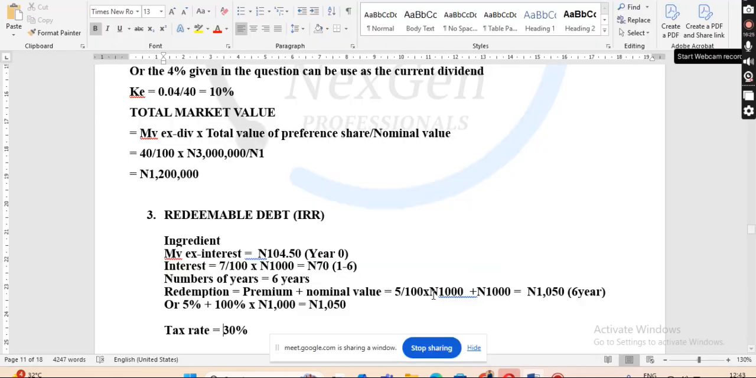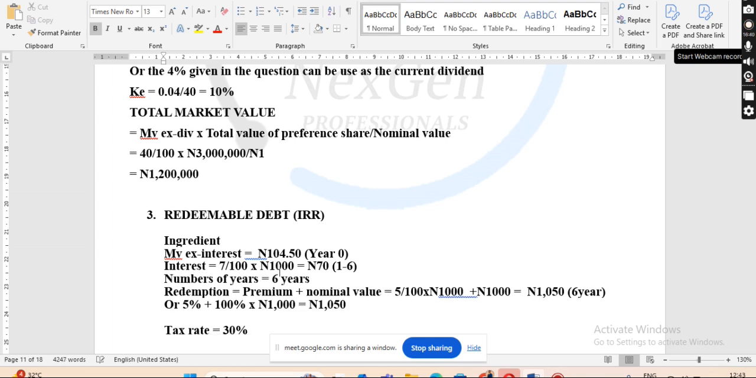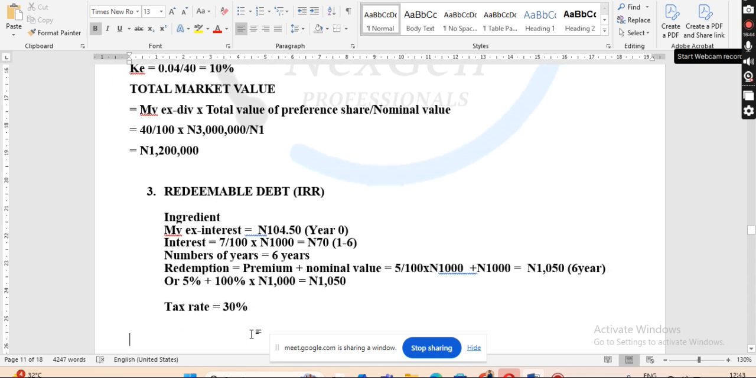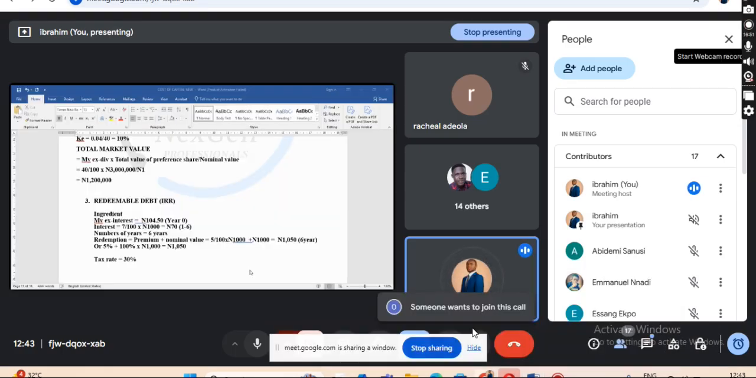So let me create that column so that we will not mix it. Okay, tax relief, right? When we want to do the IRR, I will include it later. So, do you understand? There are two ways you can do these things. So, I will give you another method you will use, right? There are so many things you can do in SFM, right? It's just madness.